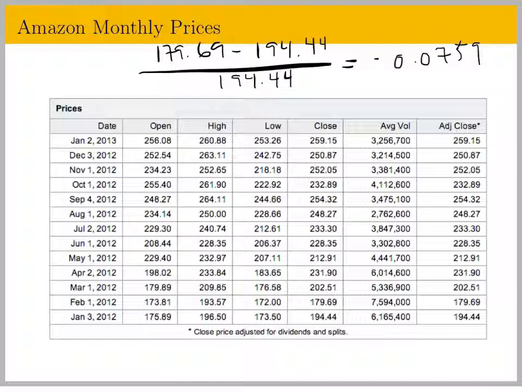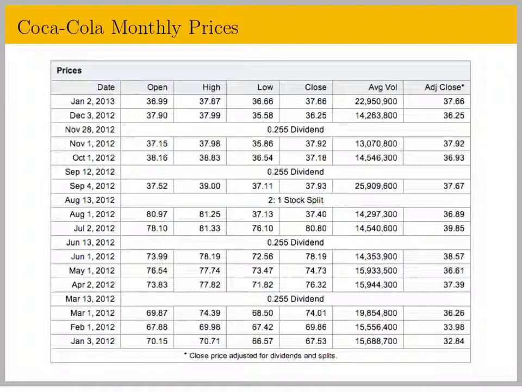You can do likewise. We've now used two prices to compute one return here. We can then use the next two prices to compute the return for February, the return for March, and so on, and you see how 13 prices will give us 12 returns.